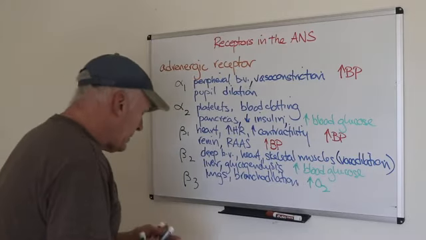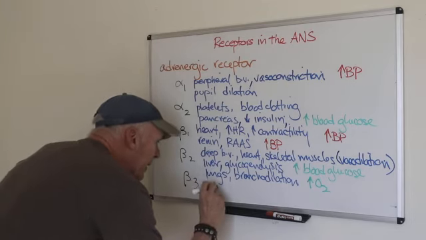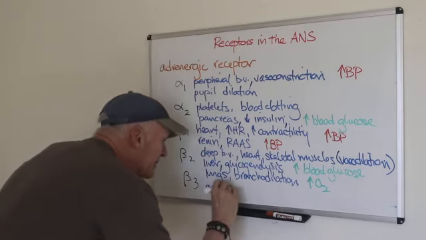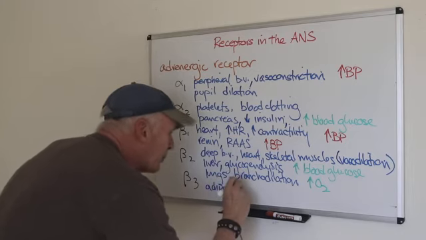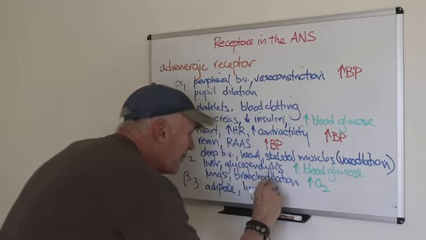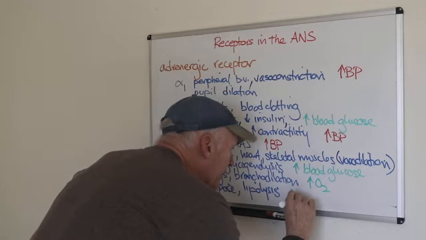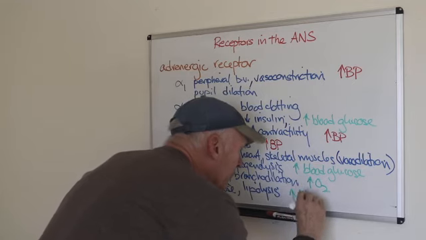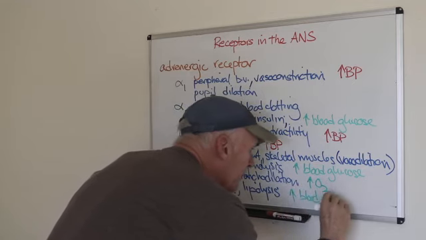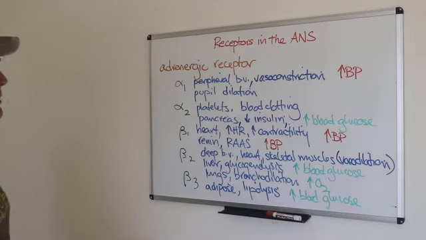And then beta-3, these are found in adipose throughout your body. And what beta-3 do is they once again promote what's called lipolysis. Lipolysis means breaking down fat, and when you break down fat, you can utilize that to get more blood glucose, all right? So, there we go. There are the receptors.